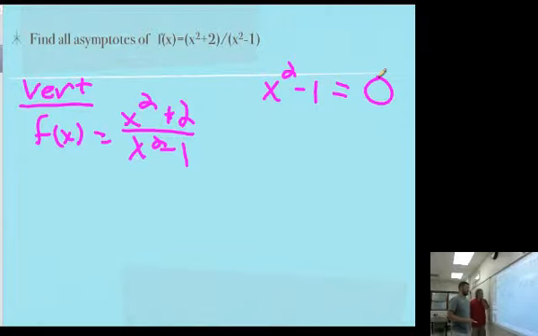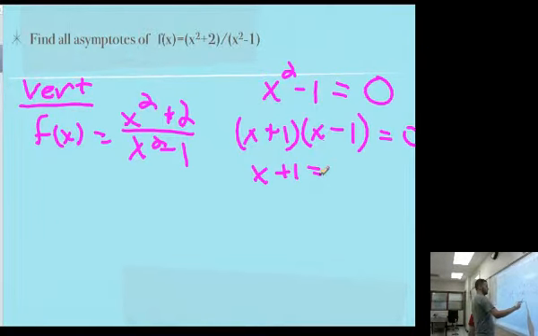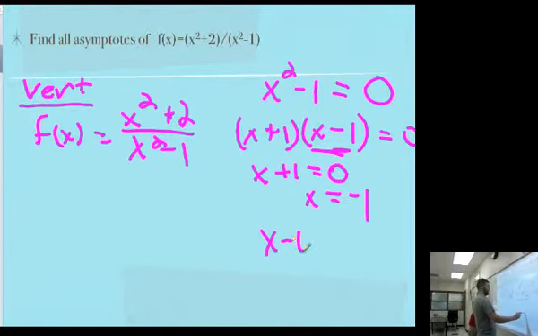We could factor this if you want. This is going to be x plus 1 times x minus 1. So we're going to have a vertical asymptote wherever x plus 1 equals 0, so at x equals negative 1, or wherever x minus 1 equals 0, just at x equals 1. So we're going to have two vertical asymptotes at x equals negative 1 and x equals 1.